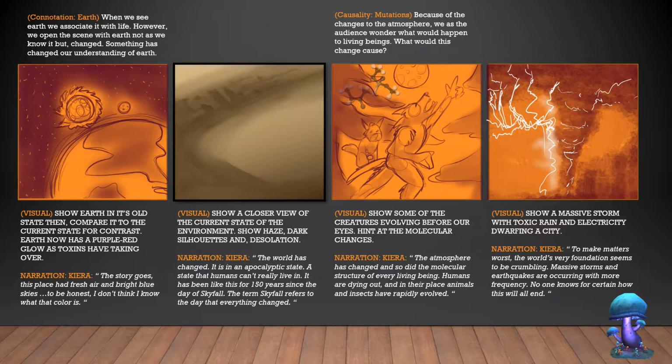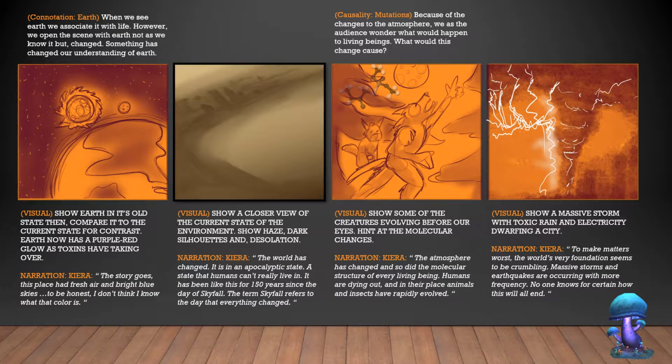In the next scene, we set the visual. Show a closer view of the current state of the environment. Show haze, dark silhouettes, and desolation. The world has changed. It's in an apocalyptic state. A state that humans can't really live in. It has been like this for 150 years since the day of Skyfall. Skyfall refers to the day that everything changed.